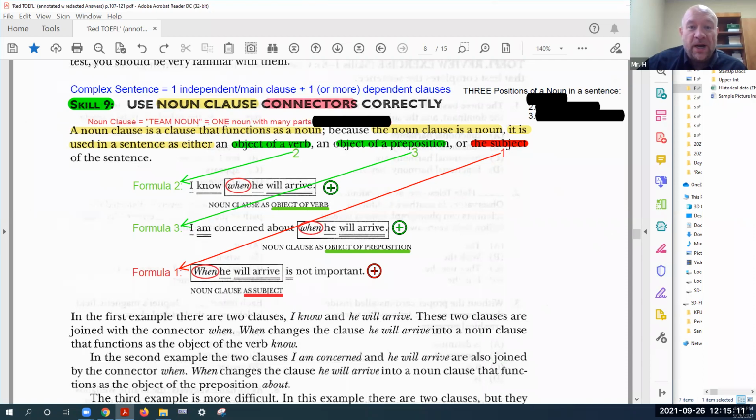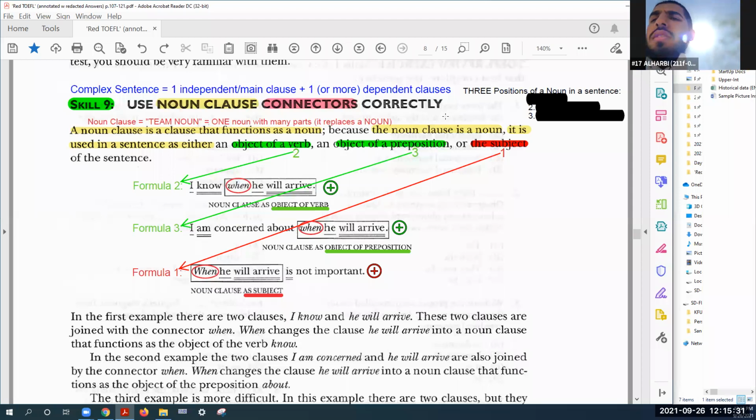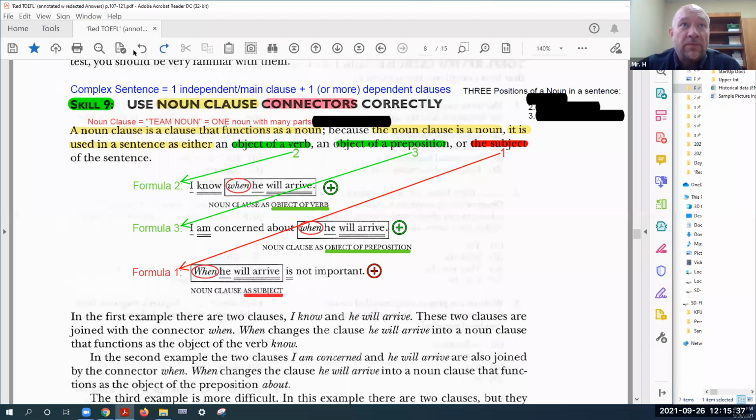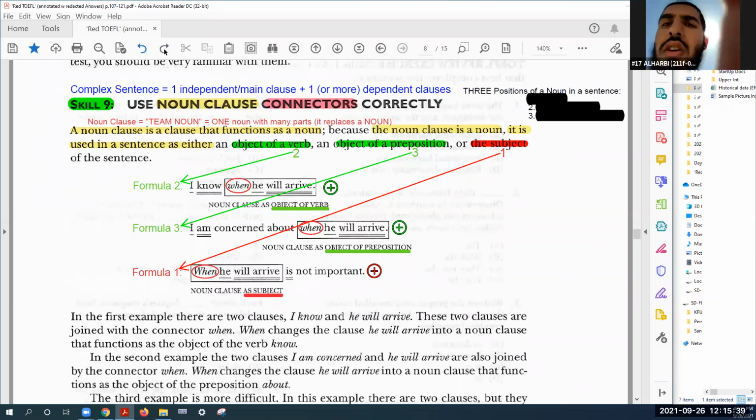Okay. All right. Now, what does that mean exactly? What is a team noun? What does it do? I'll show you. Can you read that? It replaces a noun. Yeah, kind of like a pronoun, right?